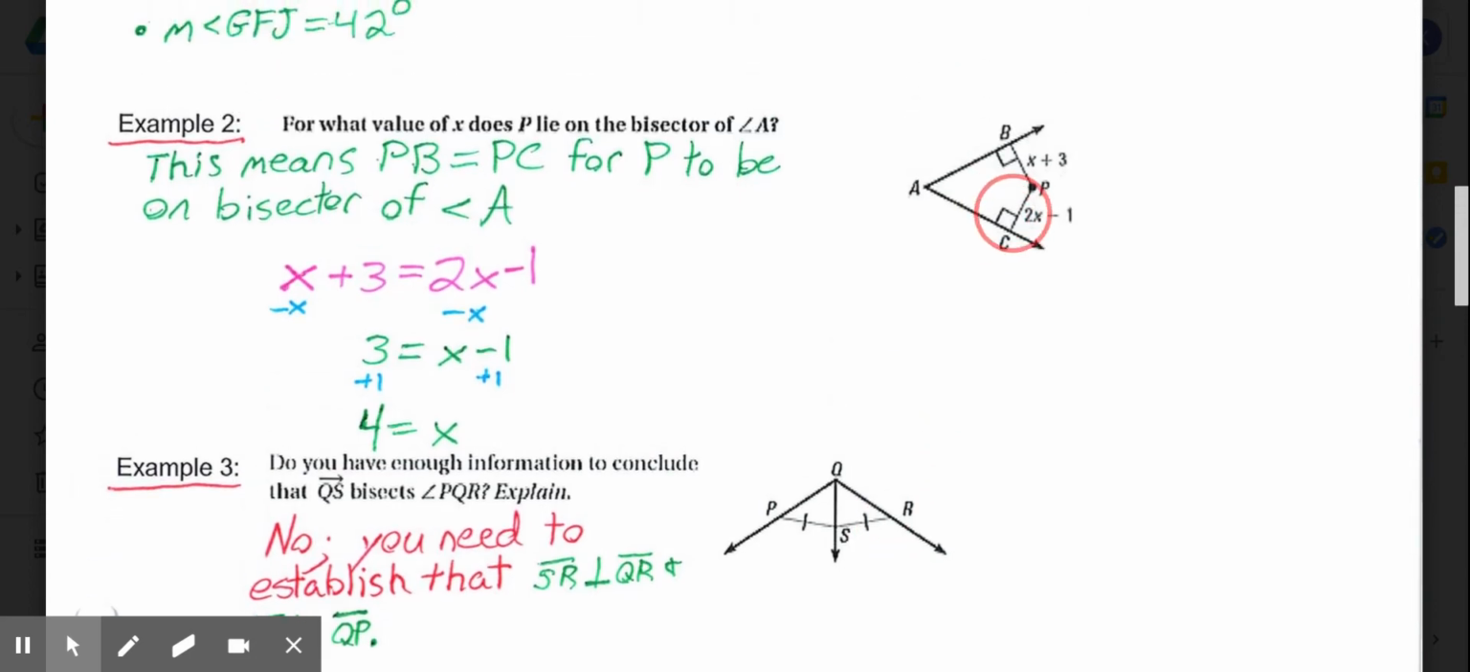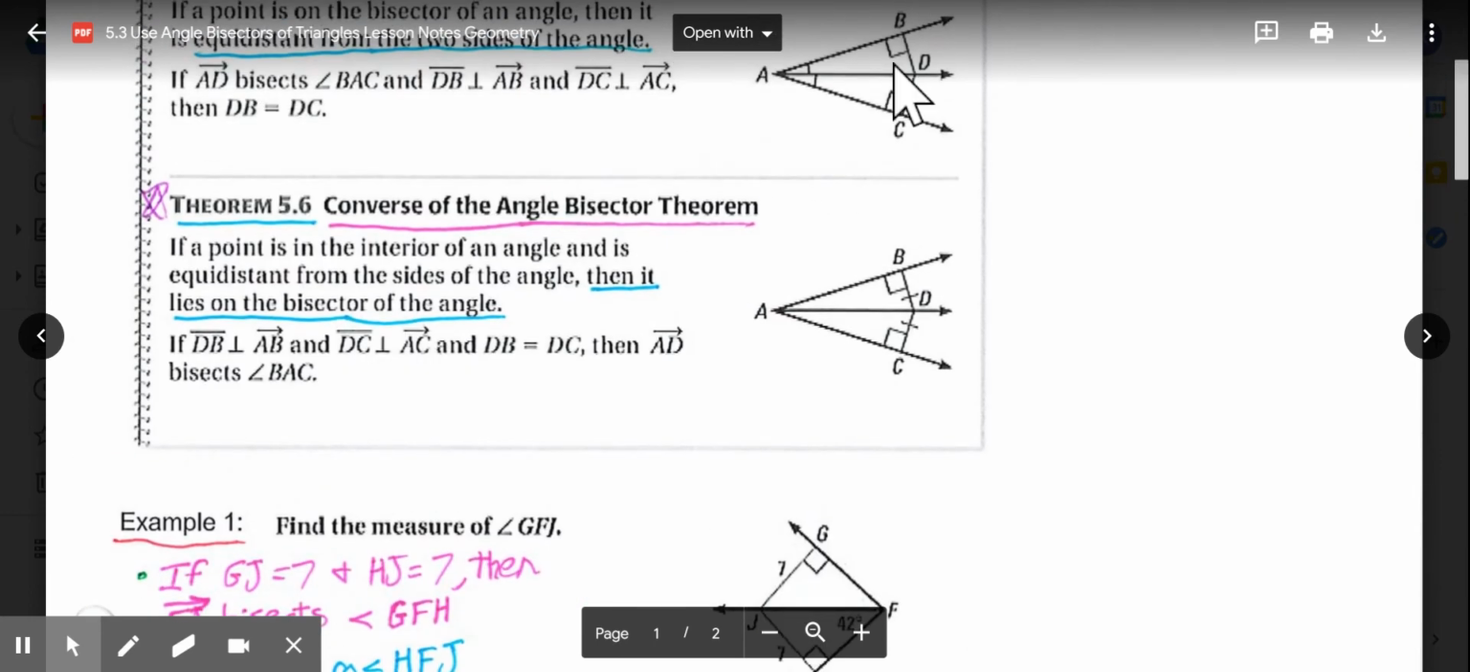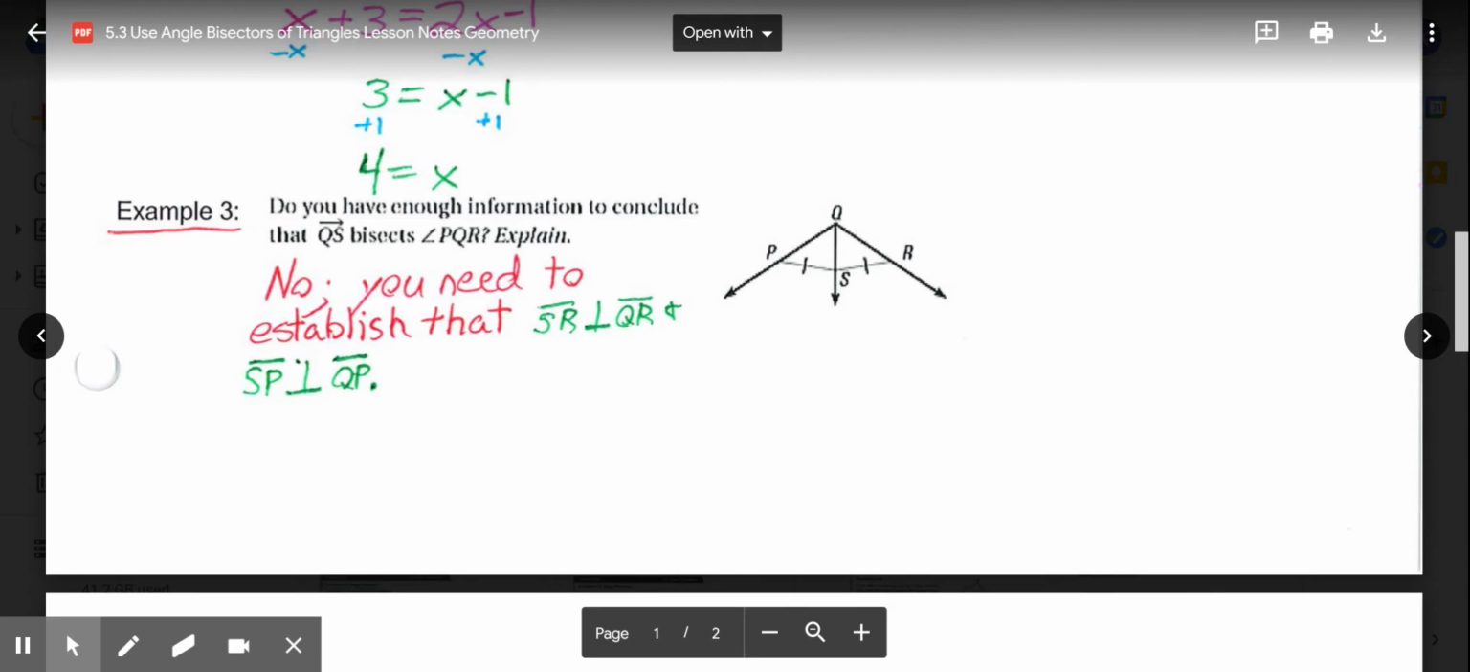That's why you'll see here we have those right angles. Same with here, here, and here. So we need that perpendicular part of the theorems. Without it, we can't use either one of those theorems.